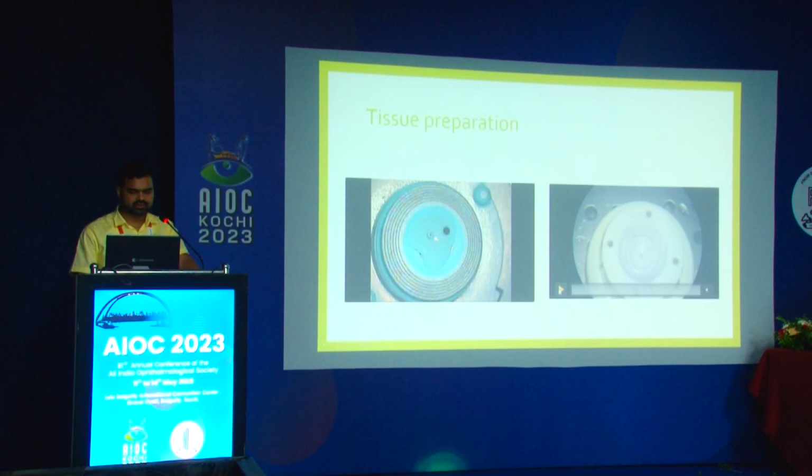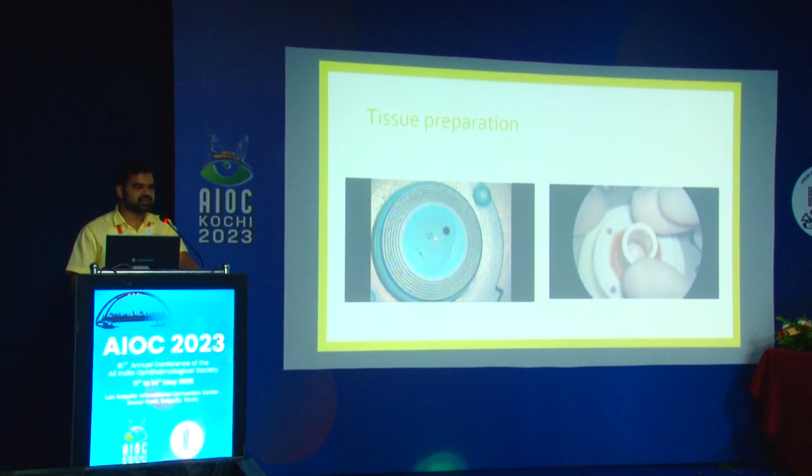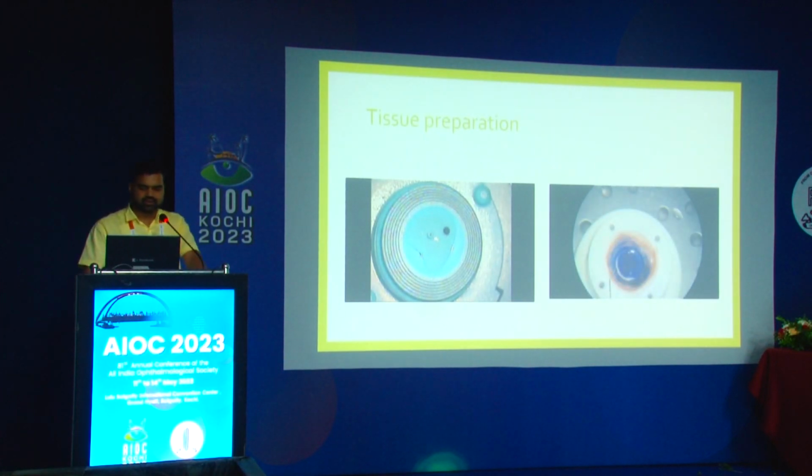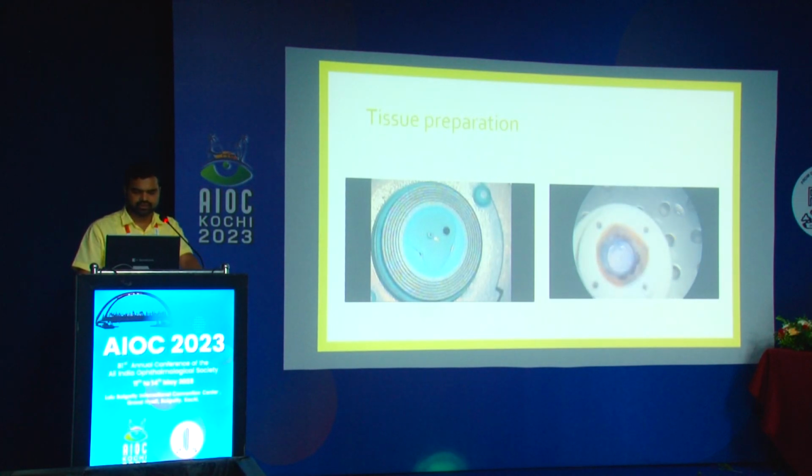Coming to DMEK preparation, again you first need to mark the center, and then you put the tissue endothelial side up. You can place a 9.5 or 10 millimeter initial trephine, and gently roll it in a rolling fashion. You have to be careful not to go too deep, and you create a ridge in the periphery. You can stain with trypan blue so that you see this ridge.